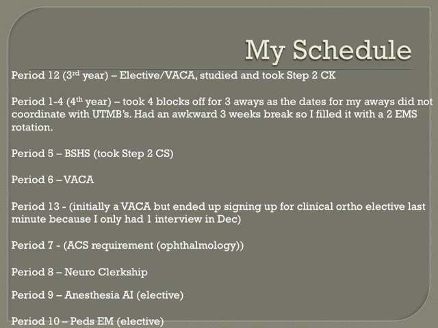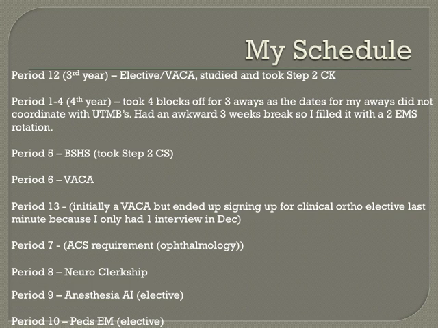So I'm just going to talk about my schedule, and this is kind of how I did things. As I said, period 12 of third year, that was my elective vacation month for which I studied and took Step 2 CK. Period 1 through 4 is when I took 4 blocks off to do 3 aways. I had 3 weeks off at the end, so I took an EMS 2-week rotation at Maimonides, which was a really good rotation too. Period 5, I took my BSHS, and I took Step 2 CS during then.